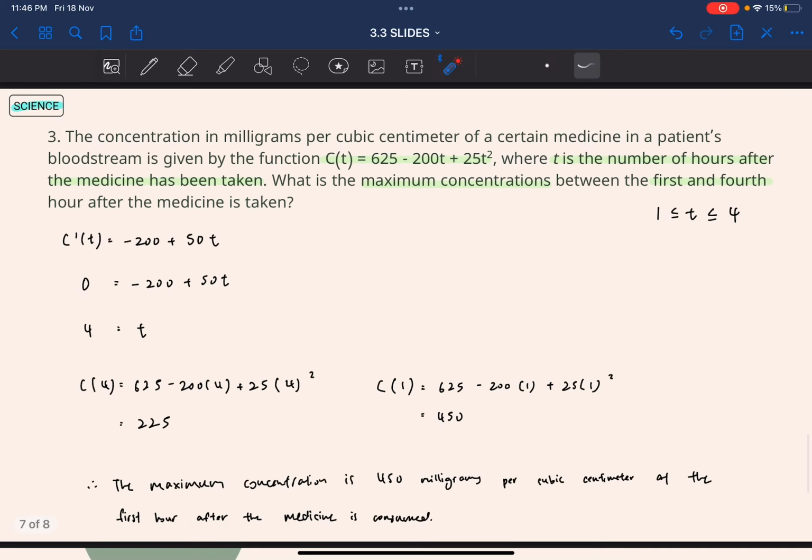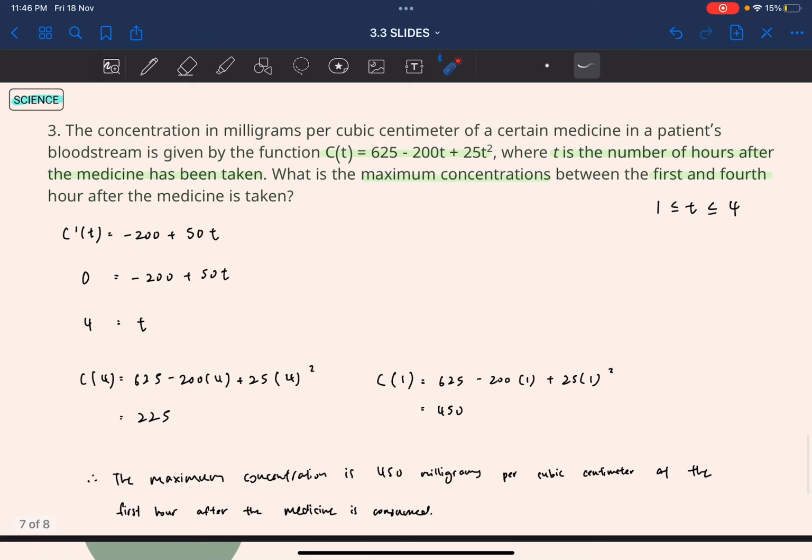Now finally, let's move on to the biological science. The concentration in milligrams per cubic centimeter of a certain medicine in a patient's bloodstream is given by the function C(t) = 625 minus 200t plus 25t squared, where t is the number of hours after the medicine has been taken. What is the maximum concentration between the first and fourth hour after the medicine is taken?